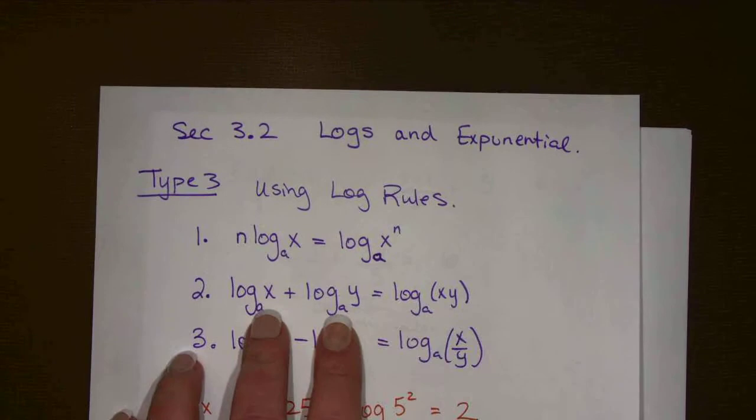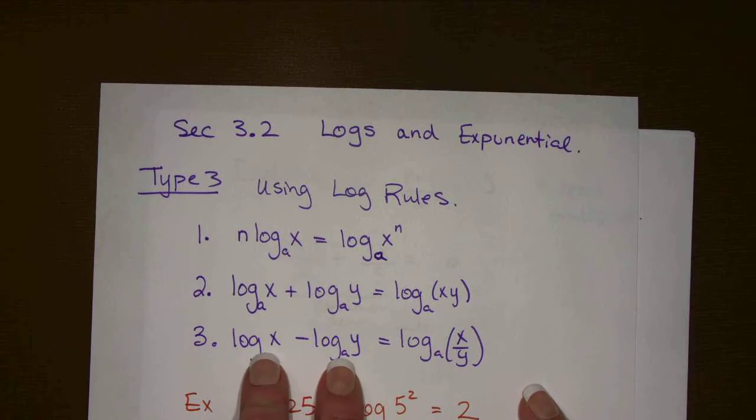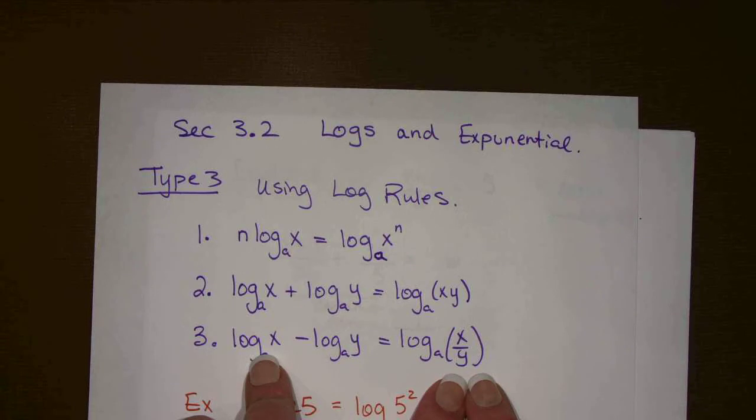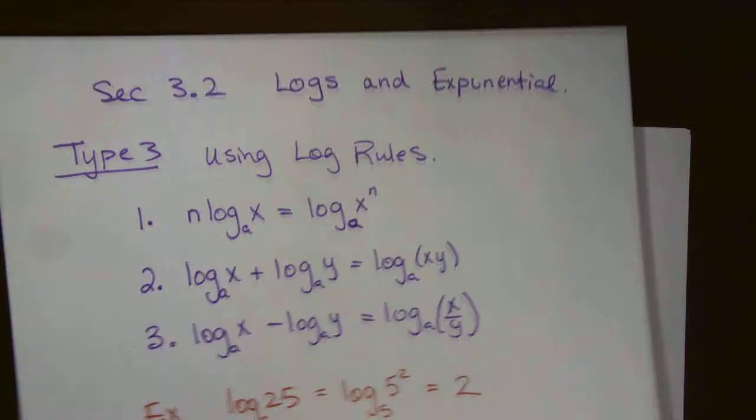So when they're added, what does the rule say to do? Take the 2 arguments, whatever comes right after the log that's attached to the log, and multiply them. And now you've got 1 log, and we can solve using the rules we did before. When there's a minus in between, or they're subtracted, we divide them. Okay, so we're going to do an example of each of those situations.